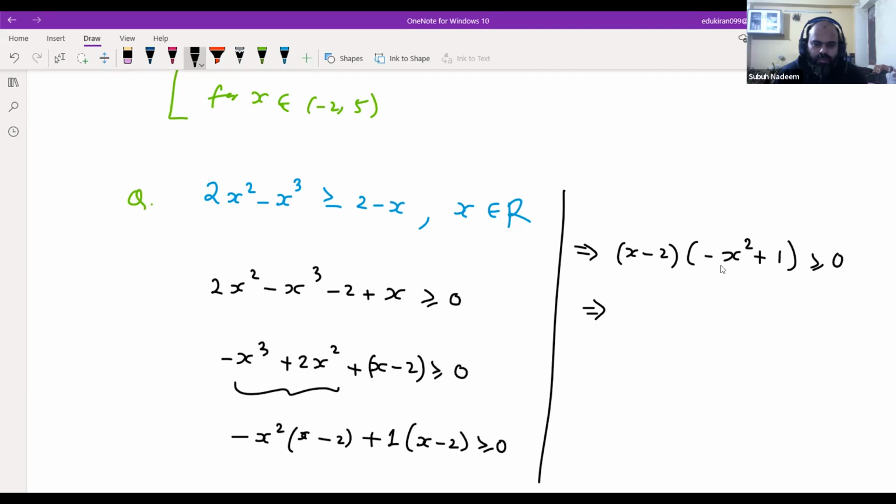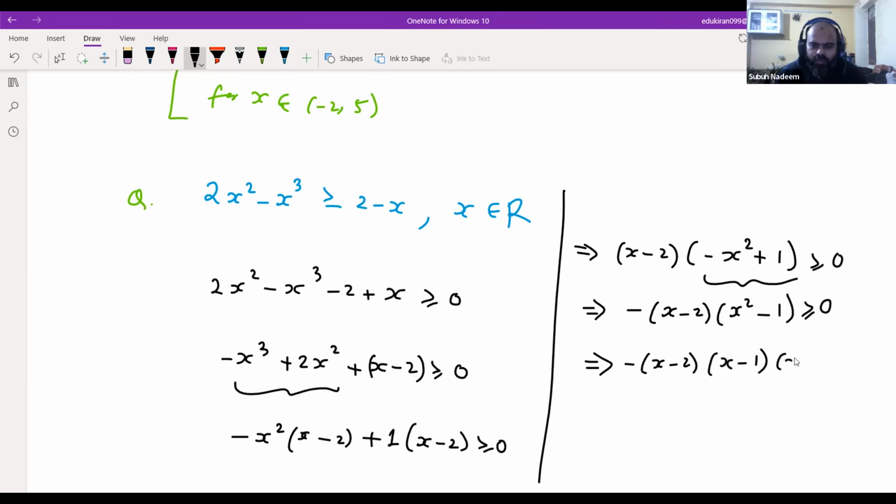Yeah. Now you can take minus common from this second one. So this will be minus of x minus 2, and this will be x square minus 1 greater than equal to 0. We have taken minus common so that x coefficient become positive. And in the next step, we can write minus of x minus 2, and x square minus 1 will become x minus 1 into x plus 1. And this is greater than equal to 0. Is it okay?